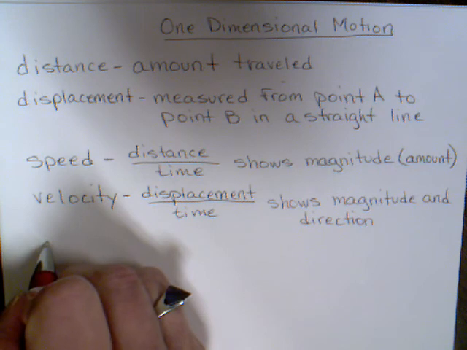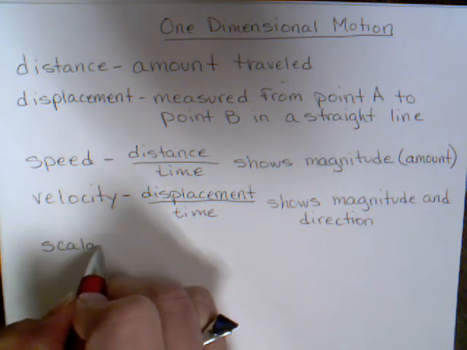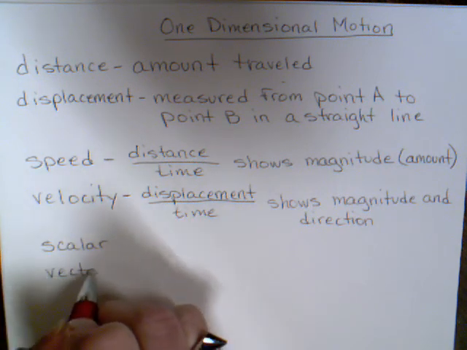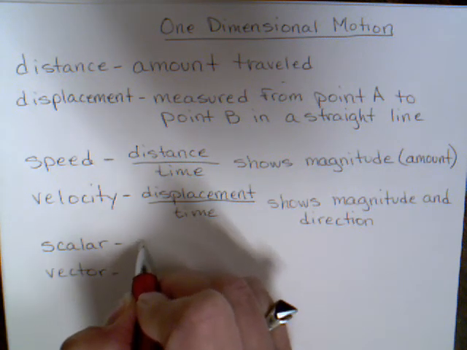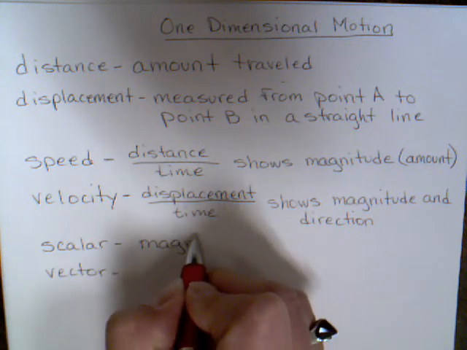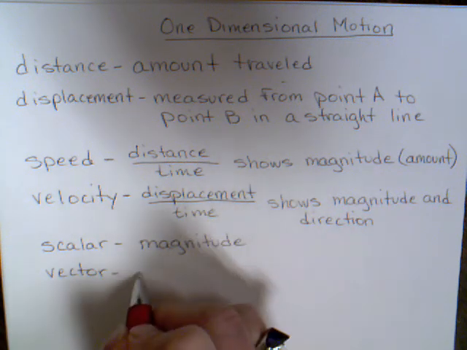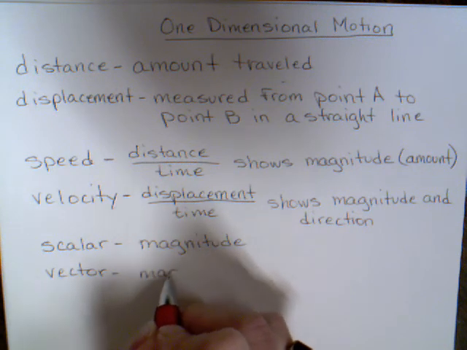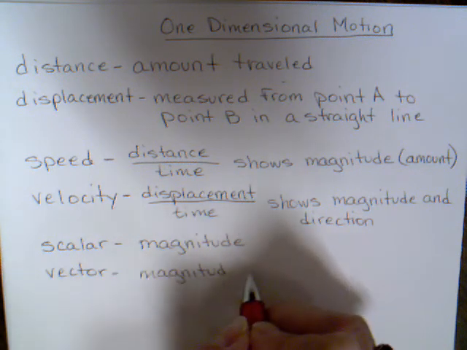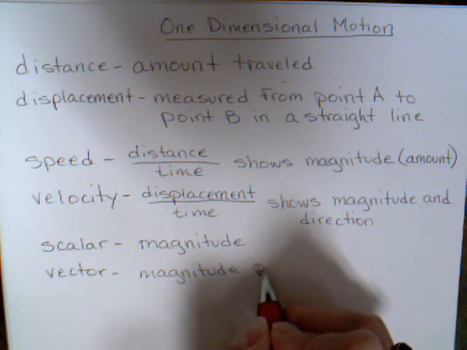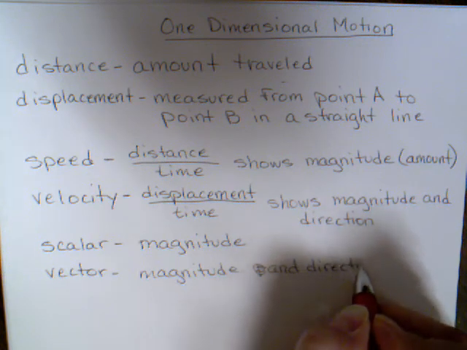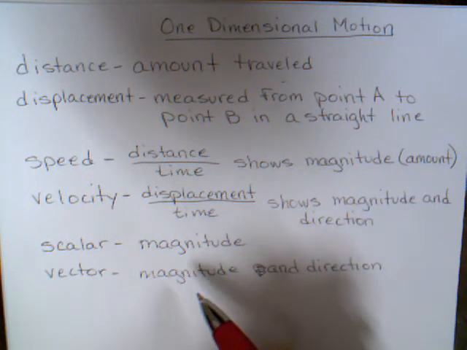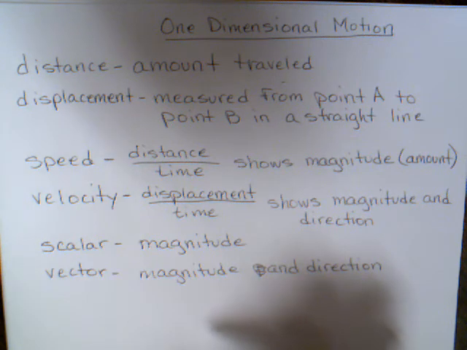Which gets us into the words scalar and vector. A scalar is magnitude. A vector is magnitude plus direction. So speed is a scalar. Velocity is a vector. We graph velocity. We don't graph speed.